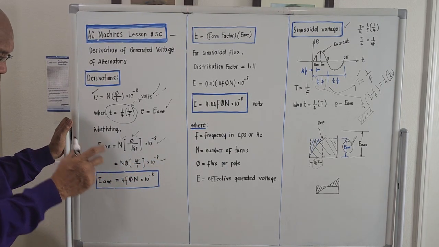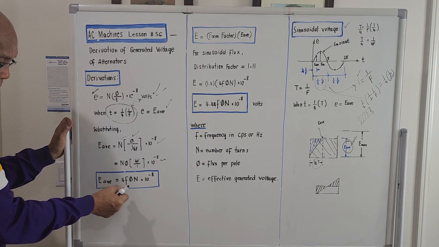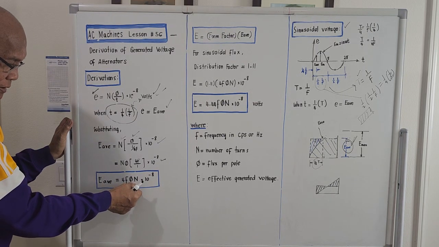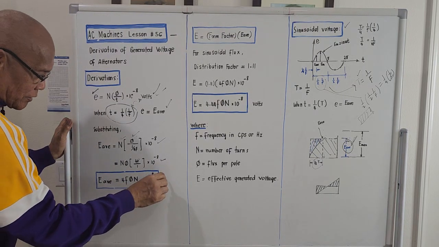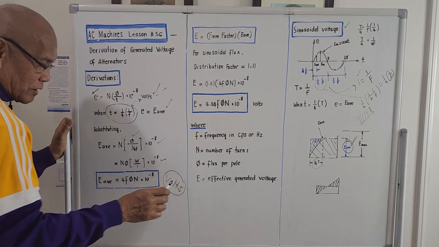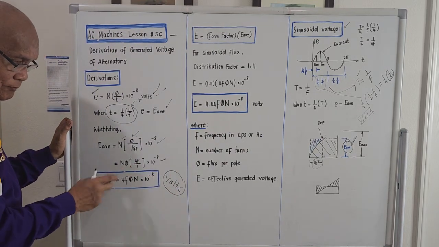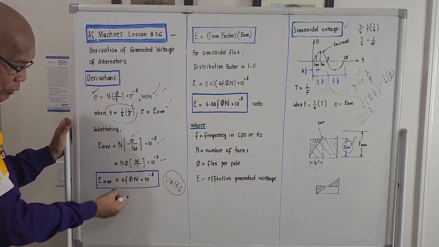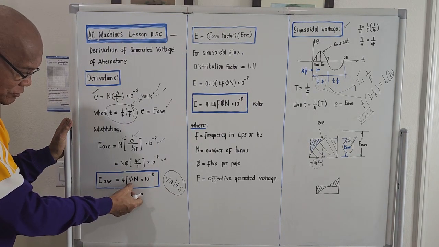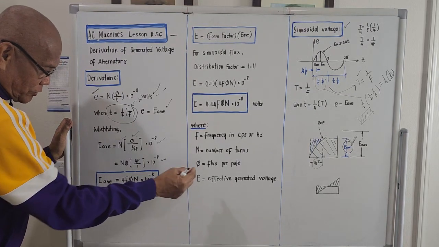So the average voltage now will be a factor 4 times frequency times flux times the number of turns times 10 to the minus 8, and the unit of this will be volts. So the general equation to compute the average voltage generated for any alternator will be factor 4 times the frequency times the flux times the total number of turns times 10 to the minus 8 volts.